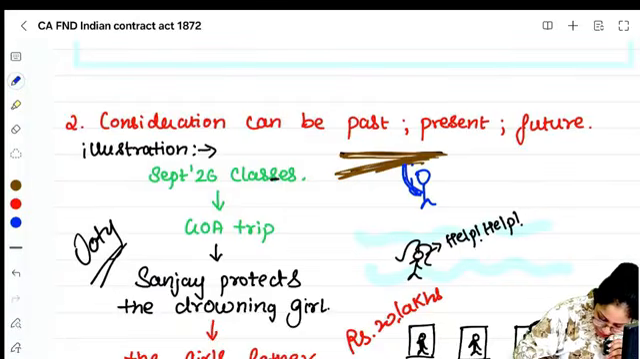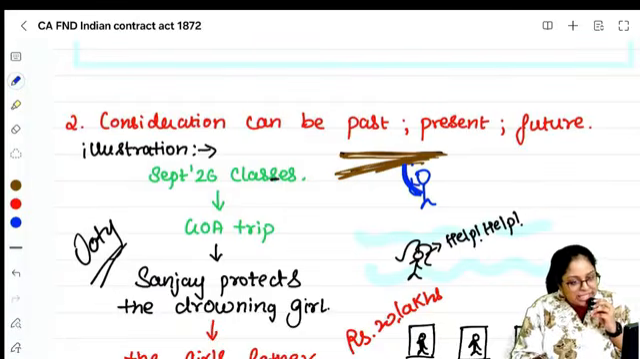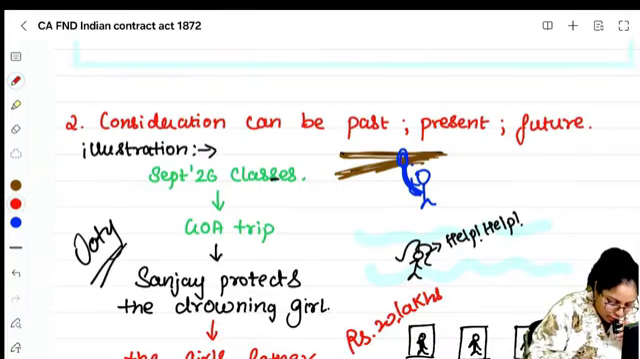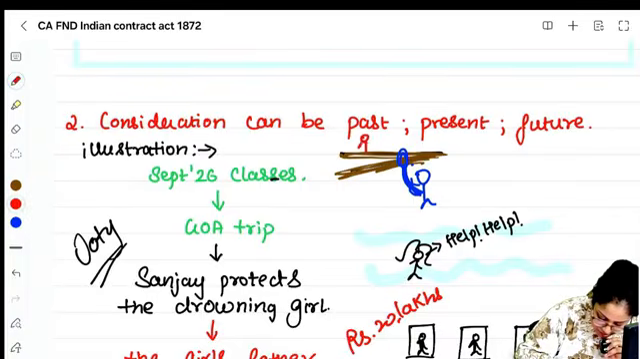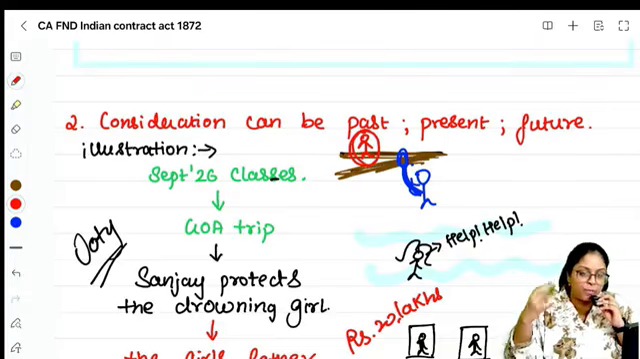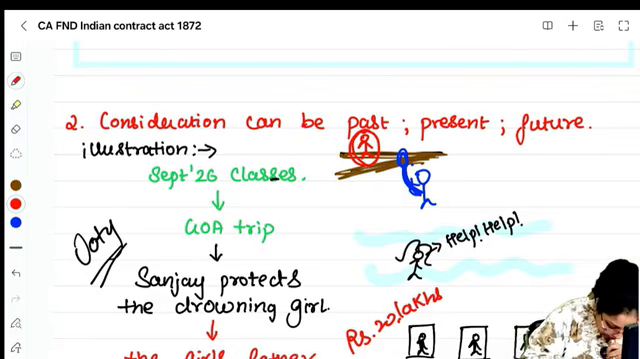She is hanging like this, and she's telling, save me. Here who comes? Our hero. Ma'am, in the circle, it is the aura. In cinema, the aura will come, no?